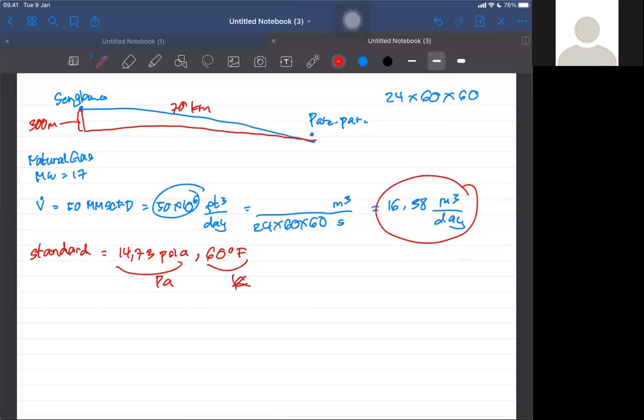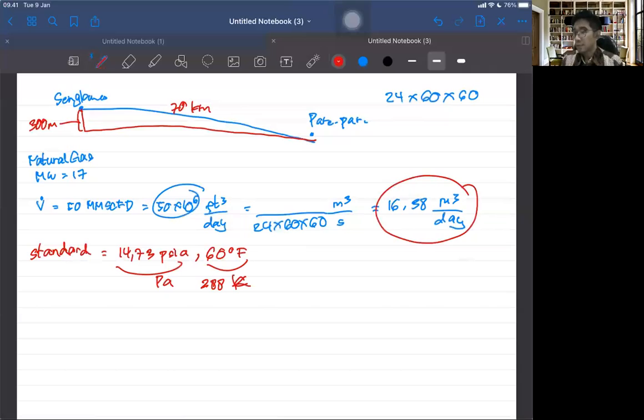How much is the temperature? 288, sir, Kelvin. 288.7. Let's make it 289 then. Okay, 289 Kelvin. And then convert 14.73 psi into Pascal.